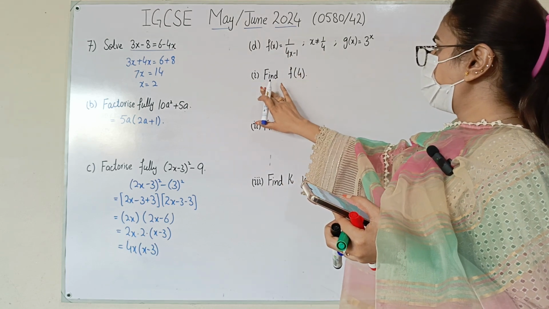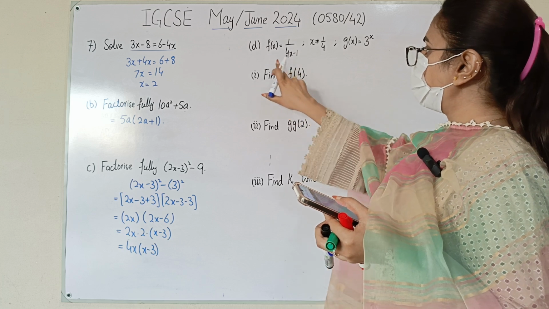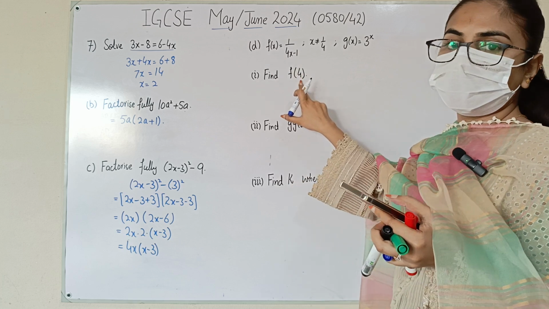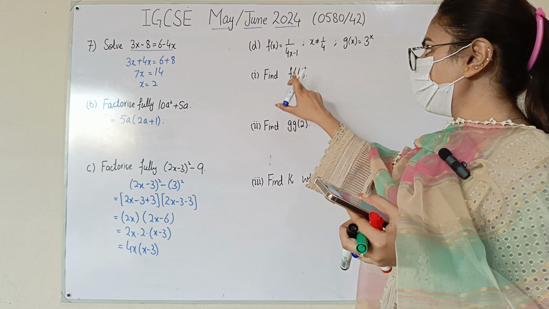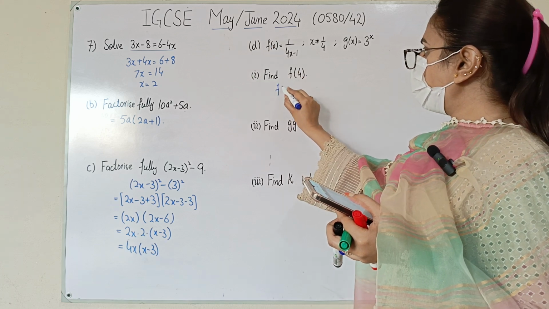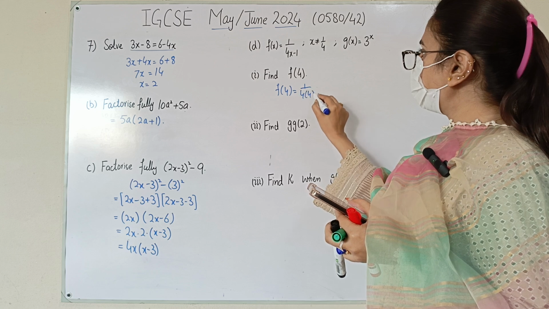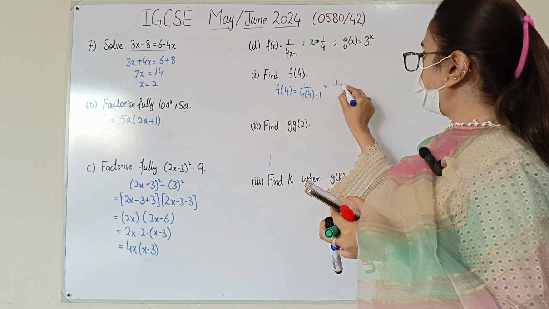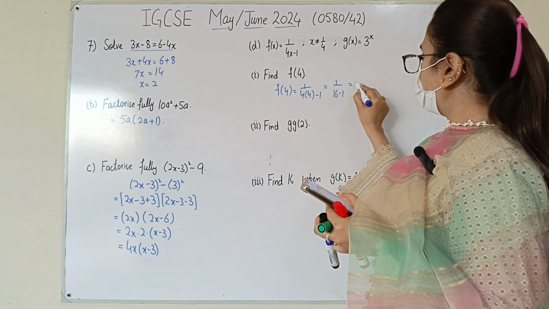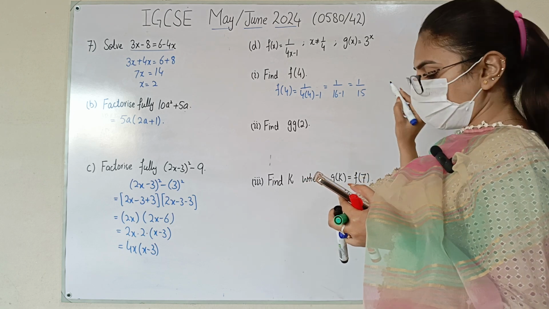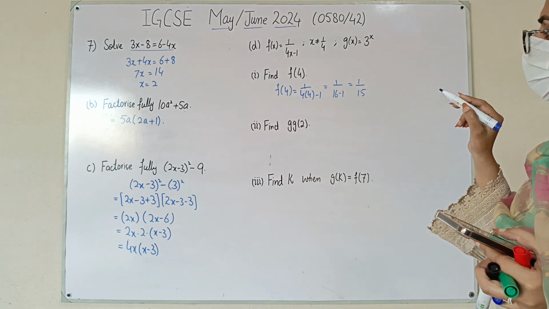He is asking in part 1 to find the value of this particular function at 4. It means simply you have to substitute 4 in place of x. So f at 4 will be given as 1 over 4 into 4 minus 1, that will be 16 minus 1, it will be 1 by 15. It's quite a simple question.